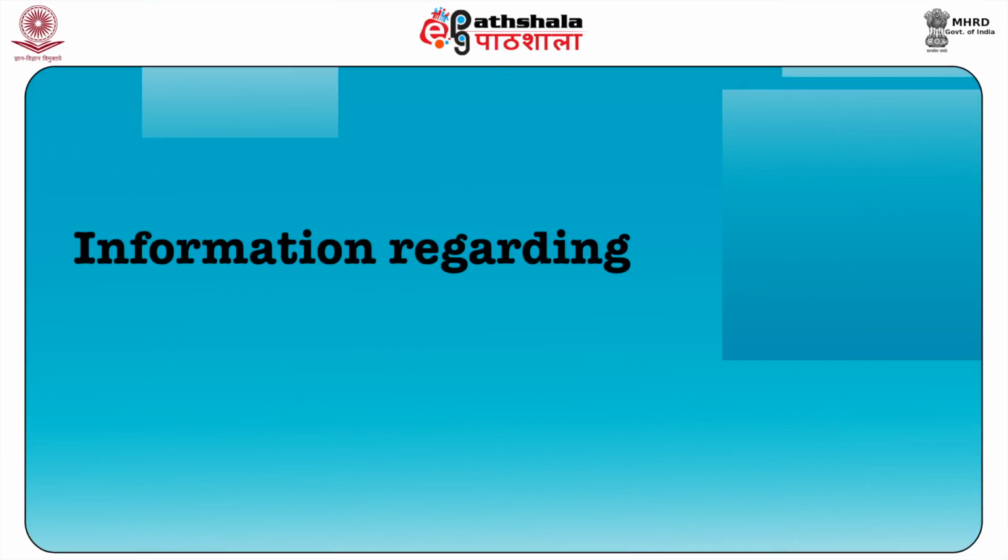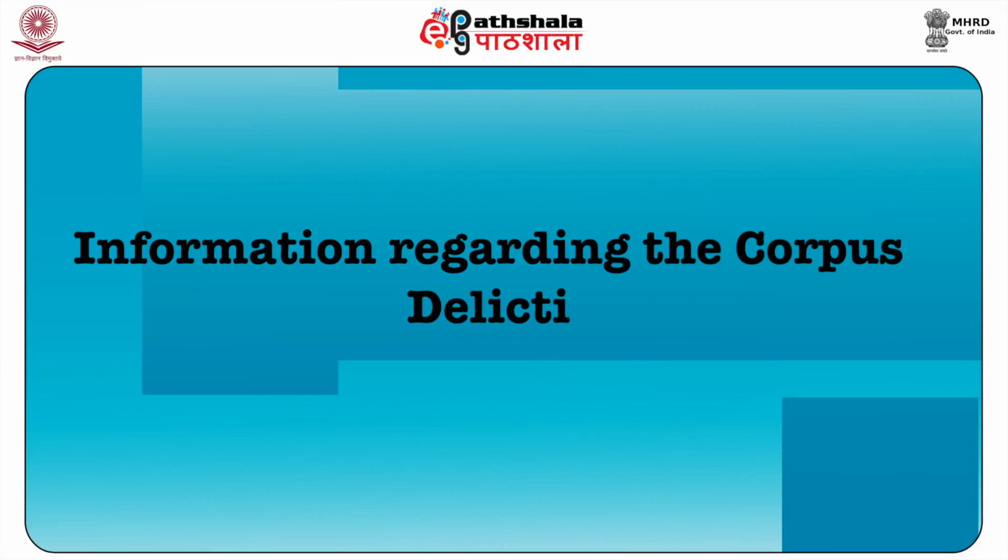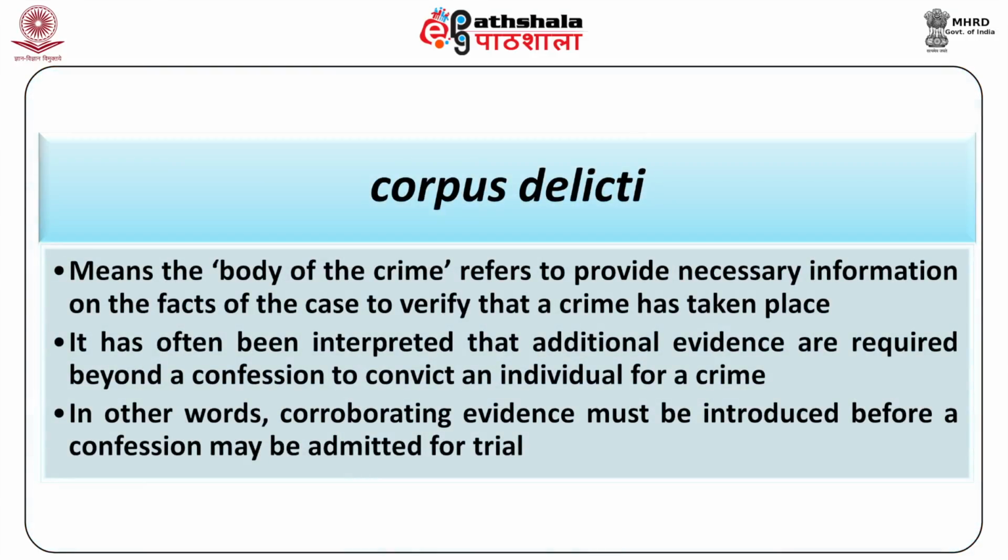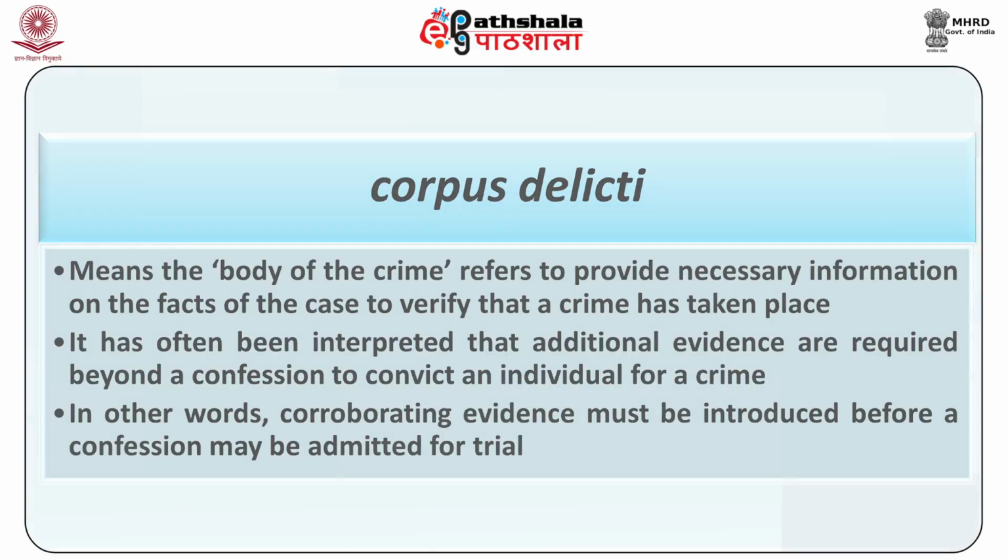The first is information regarding the corpus delicti. The corpus delicti, meaning the body of the crime, refers to providing necessary information on the facts of the case to verify that a crime has taken place. It has often been interpreted that additional evidence is required beyond a confession to convict an individual for a crime. In other words, corroborating evidence must be introduced before a confession may be admitted for trial.